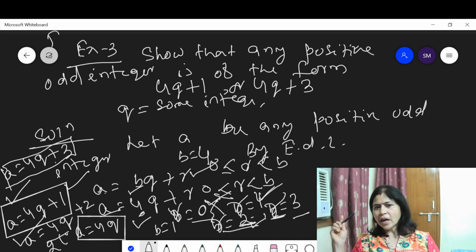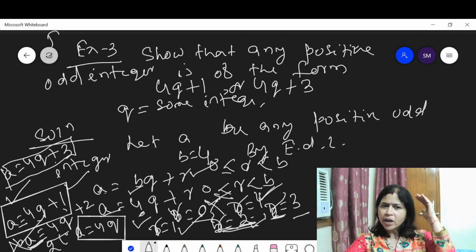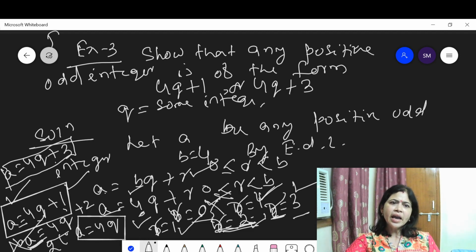When you take remainder r equal to 1, you get a equal to 4q plus 1. Yes, it is possible. When you take r equal to 2, you get a equal to 4q plus 2, which is an even number, not an odd number. This is not possible because it contradicts your assumption that a is an odd number. Then when r is equal to 3, you get a equal to 4q plus 3. Yes, this is the representation of an odd number. Okay, then students, go to the next question.